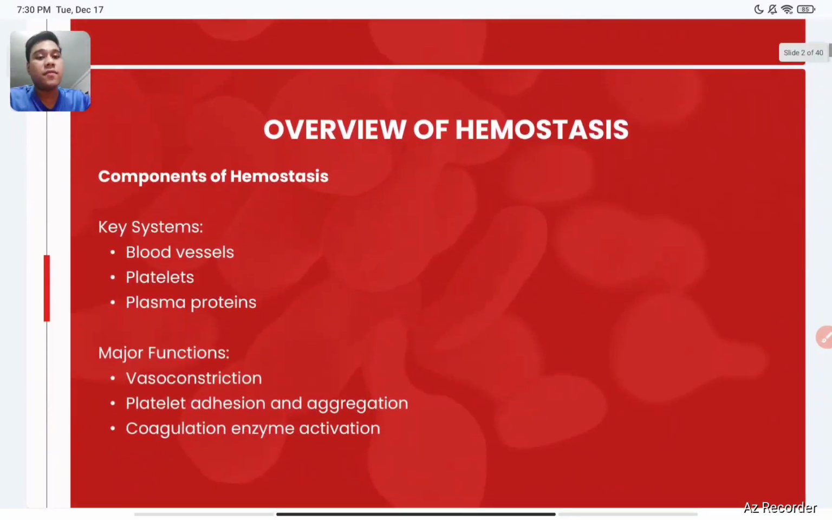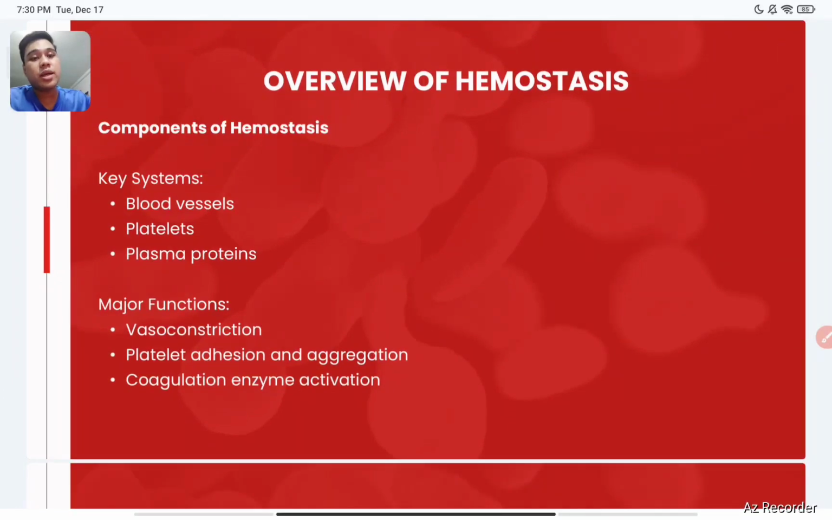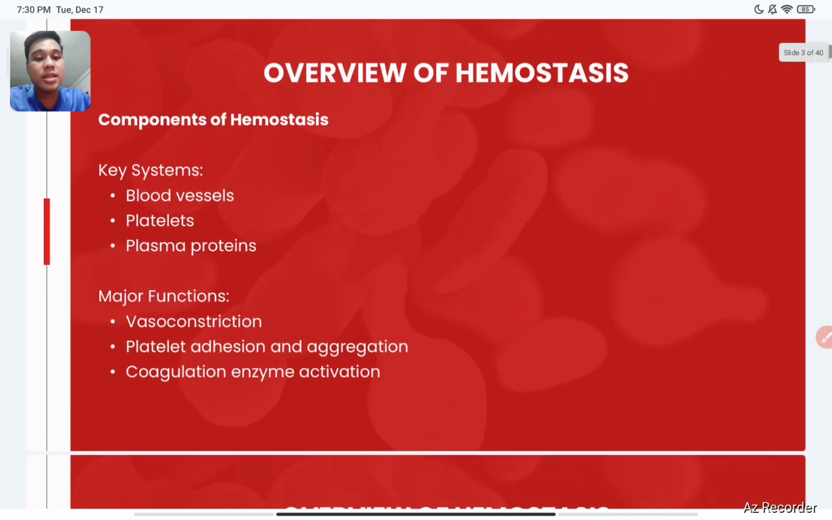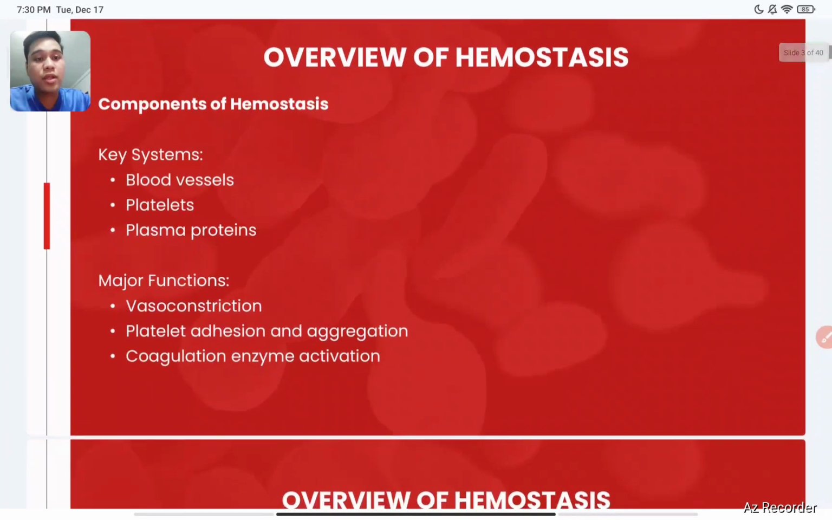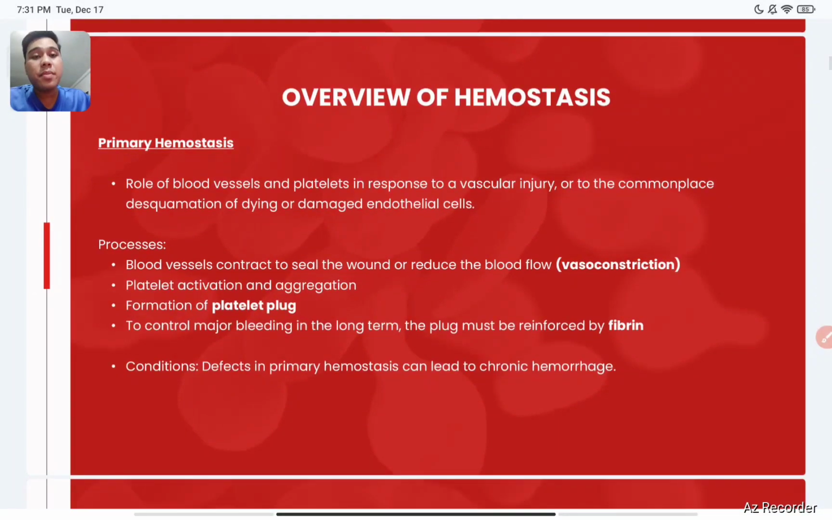attack. So just an overview, for the components of hemostasis, we have the blood vessels, platelets, and plasma proteins. So the function for blood vessels, of course, it is for vasoconstriction. For platelets, of course, they are for adhesion and aggregation, and then for the plasma proteins, they give us the coagulation enzyme activation. So in primary hemostasis, it is the role of the blood vessel and platelets in response to a vascular injury or to the commonplace desquamation of dying or damaged endothelial cells. So basically, they just plug what it is that has a hole in the blood vessel.